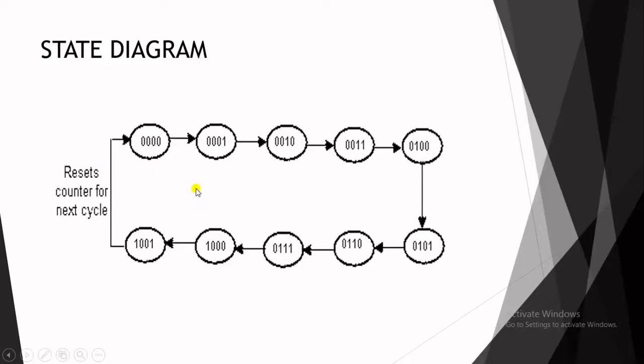So in this way the counter continues working, and the cycle is repeated. Okay, so this is the state diagram of the decade counter.